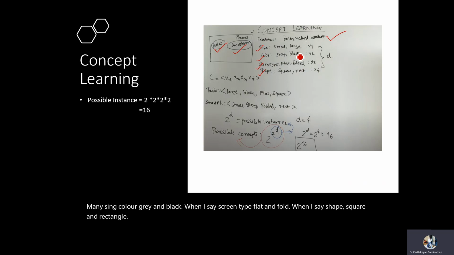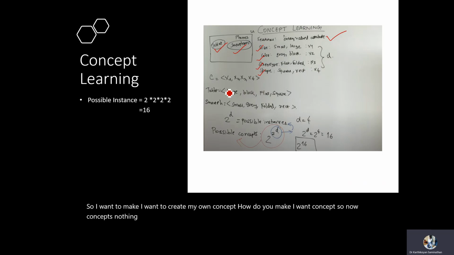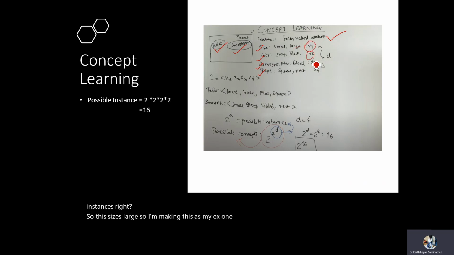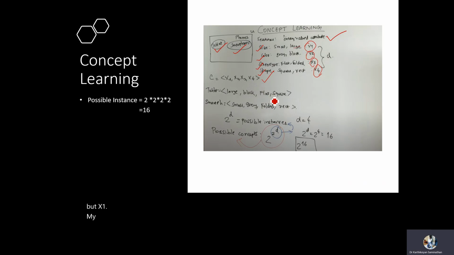Now I want to create my own concept. How do you make a concept? You need a set of instances. So size is small, large, and I am making this x1. This is x2, this is x3, this is x4. I am making all my assumptions into different parameters. Now my concept is x1, x2, x3, x4. These concepts should be mapped with my attributes.